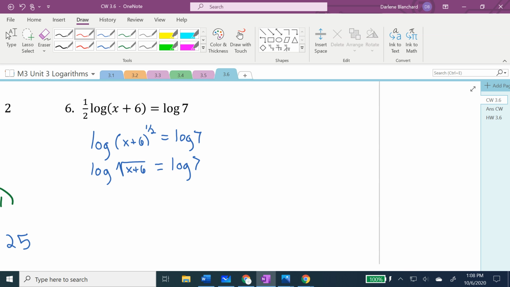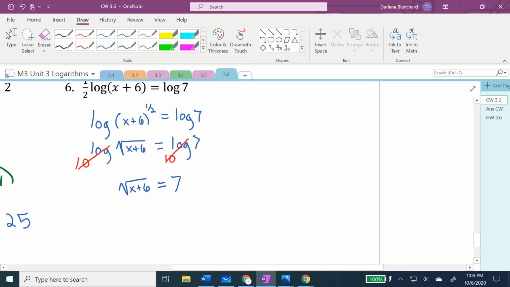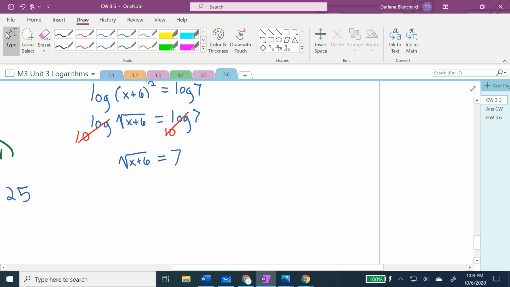And what is the understood base of that logarithm? Good, 10. Technically, while you don't have to say this, I'm 10 to the powering both sides, which kills both logarithms. And I have the square root of x plus 6 is equal to just plain old 7. And then how do I undo the square root? Yep, I square both sides. And that gives me x plus 6 equaling 49. Subtract 6 to get 43, and I have to check.